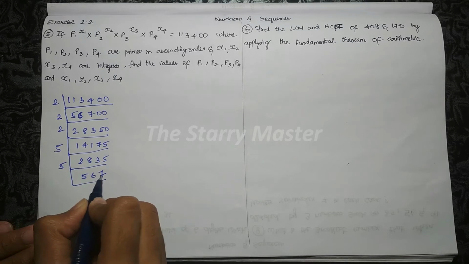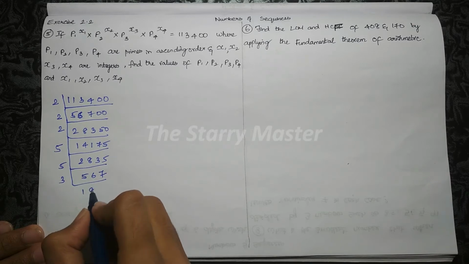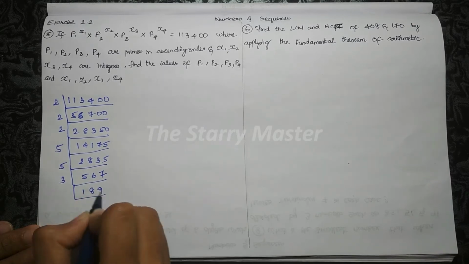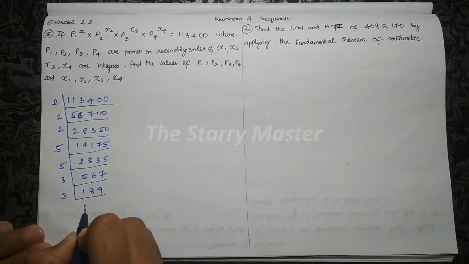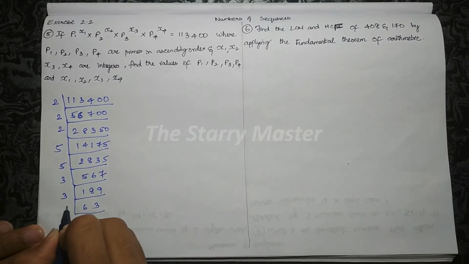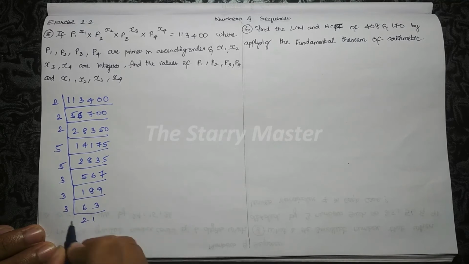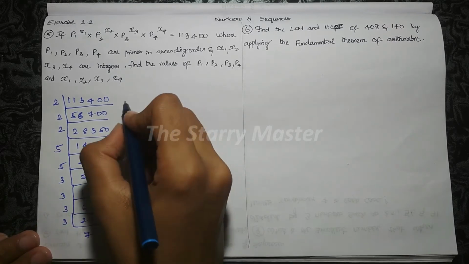Then here we will go by 3. 3 ones are 3, remaining 2268 19. We have to divide this value by 3 and write the quotient here. 3 6s are 18, 3 3s are 9, 3 2s are 6, 3 1s are 3, so 3 7s are 21. We will finish here.